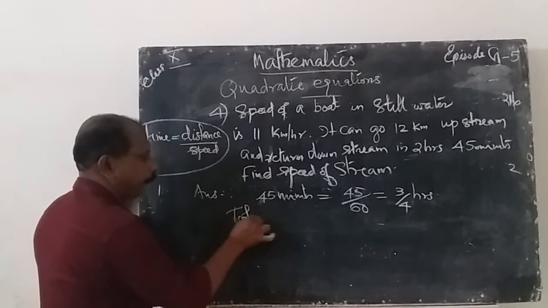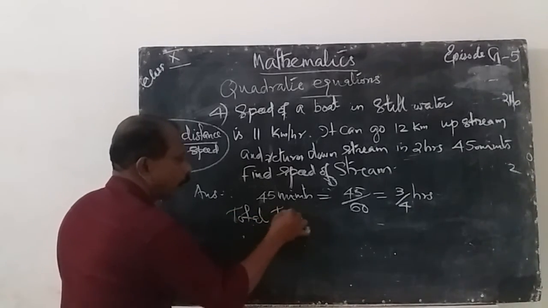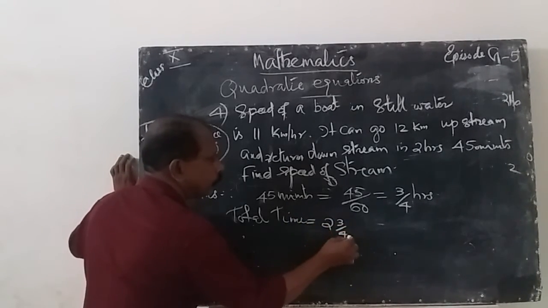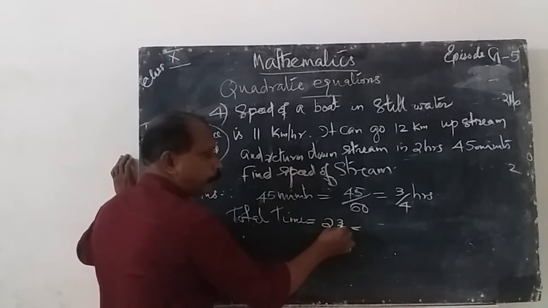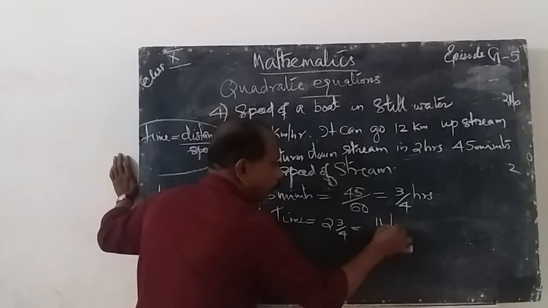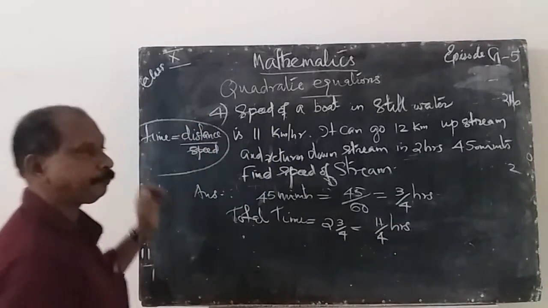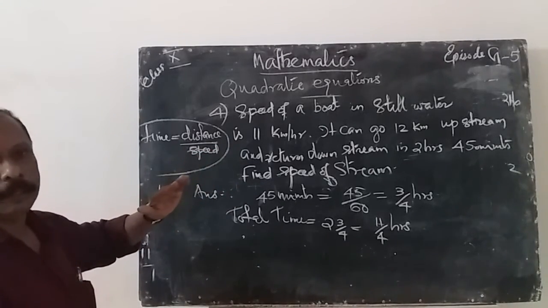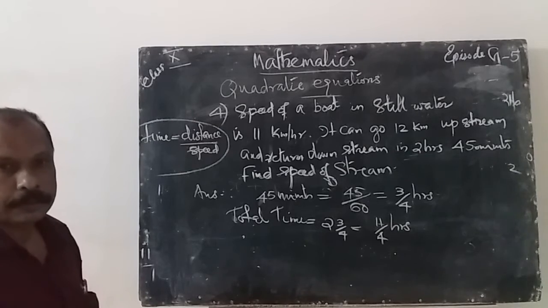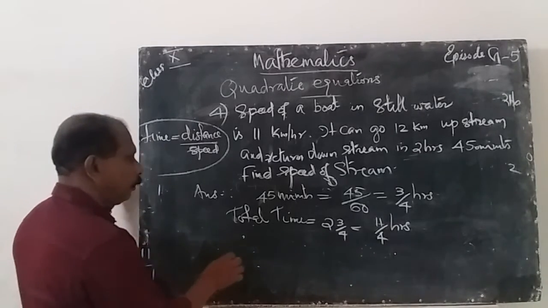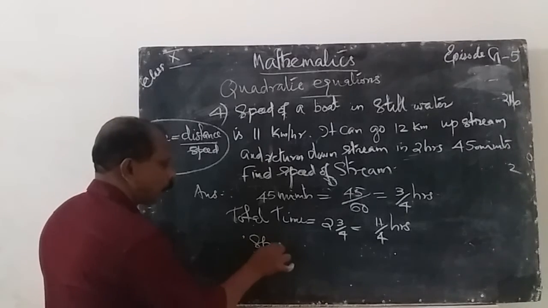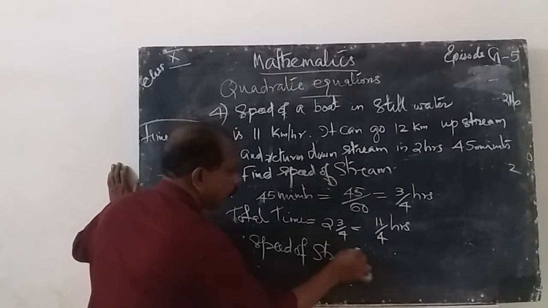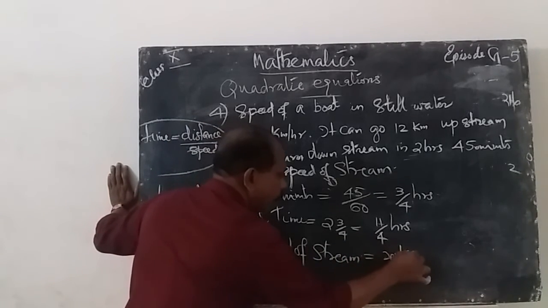Therefore, total time is equal to 2 hours and 3 by 4 is equal to 4 twos 8 plus 3, that is 11 by 4 hours. This is the total time. Then we know that the speed of that boat is 11 km per hour. It is always same. Therefore, speed of stream is equal to x kilometer per hour.